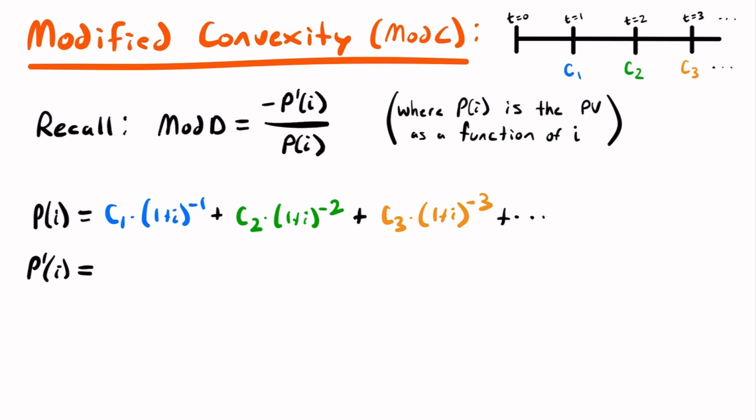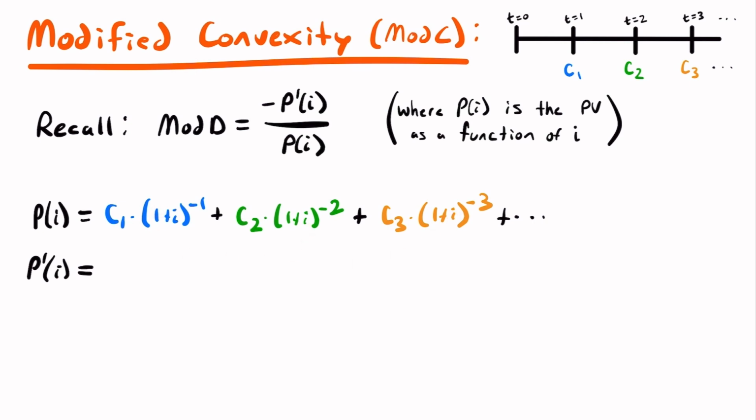Now remember, because this function is in terms of i, we're going to be taking a derivative with respect to i, and so if you look at each of these terms, they all have a quantity of 1 plus i raised to a power. And so typically when you have a composite expression like that, or a composite function, and you're taking the derivative of it, you need to use the chain rule, right?